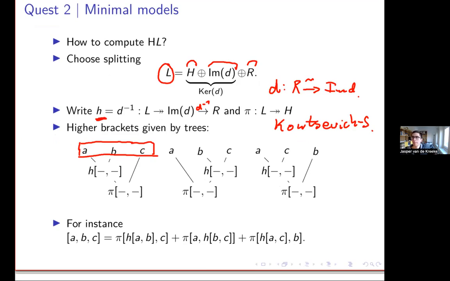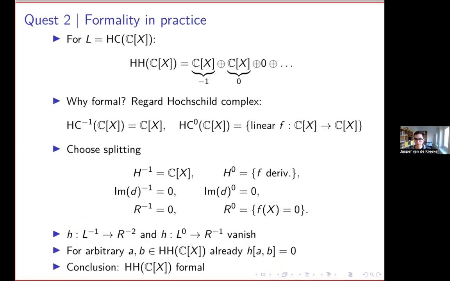Okay. Yeah, so this is how you can compute minimum models. And if all these higher brackets vanish, then you are formal. So how does formality look in practice? Let's look at this baby example, which I just told you about.